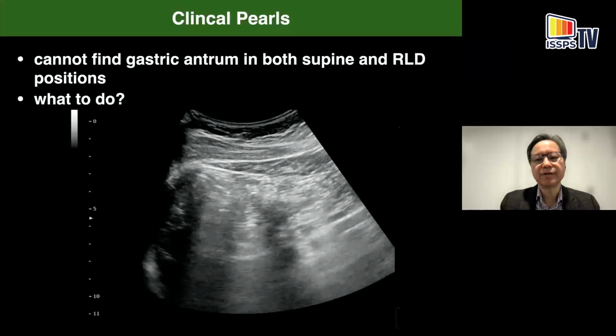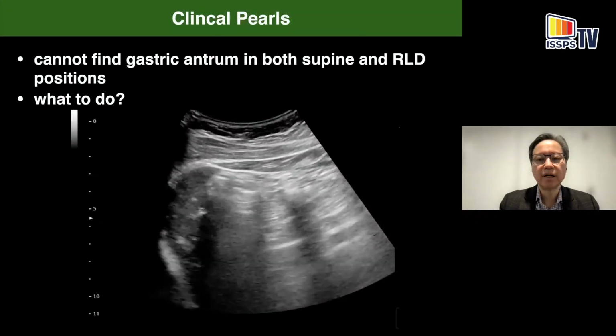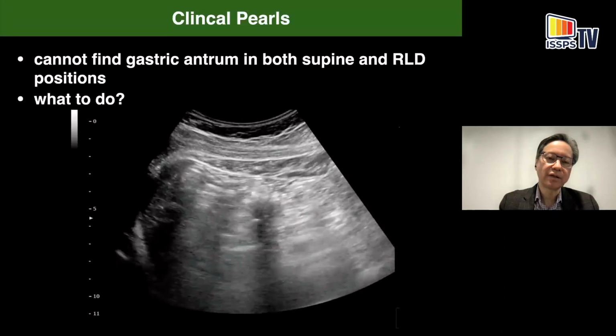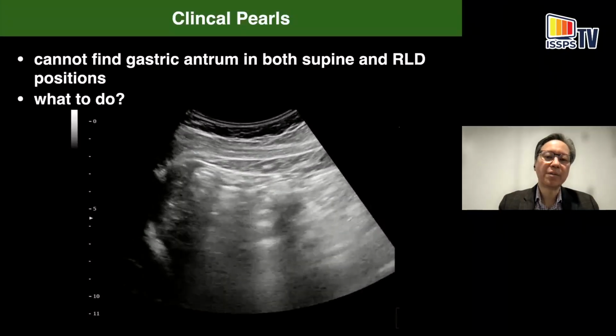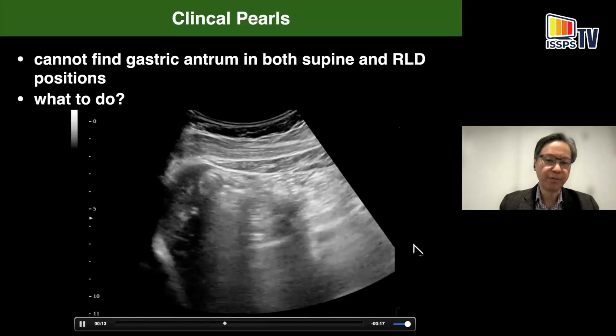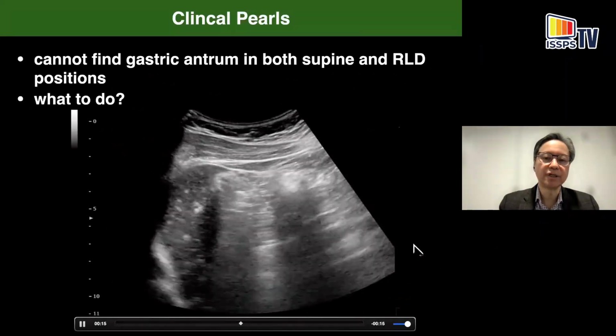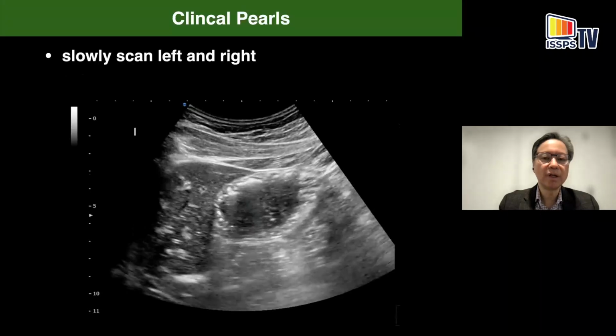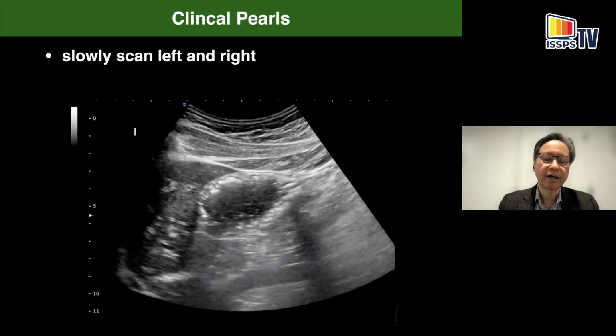And what happens when you scan and you cannot find the stomach? Well, the first thing I do is look and see how much of a liver I see. If this is a very little liver, perhaps I'm scanning too far to the left. So I start to move a little bit more to the right. I see more left lobe of the liver, and now I can see more.